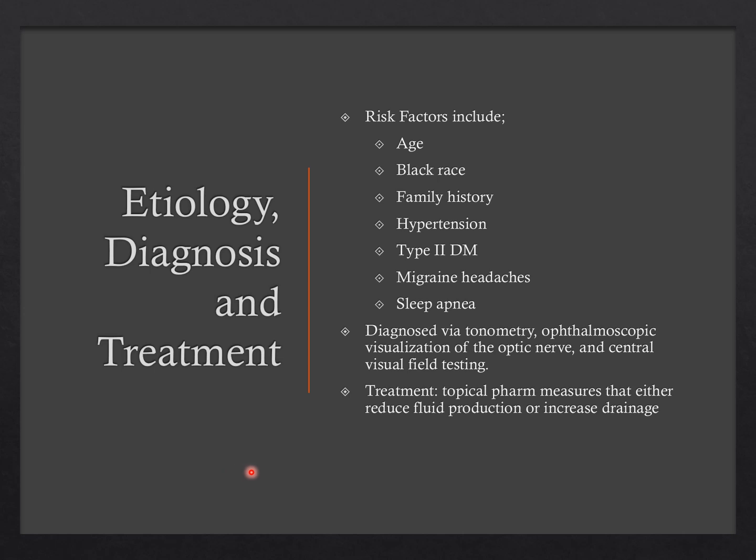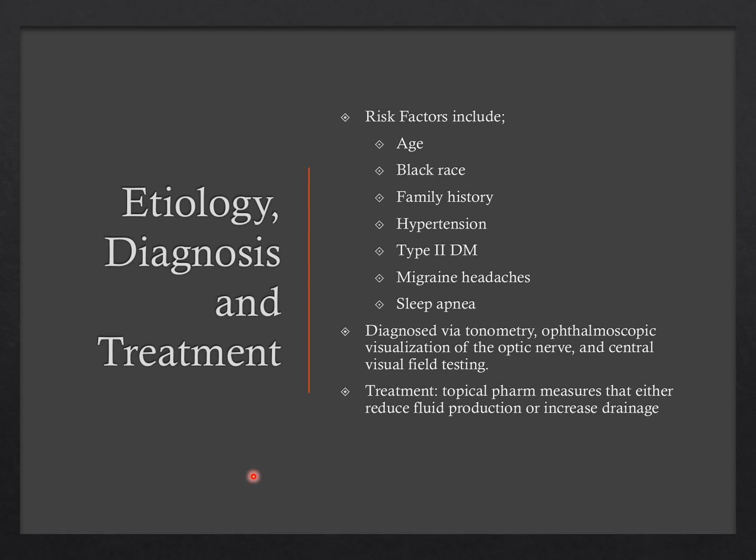So etiology, diagnosis, and treatment of this condition. There are several risk factors that increase incidence of glaucoma. So things like age, again, as people's age increases, so does their risk. We see these more often in African American patients. There's also increased risk with family history. Those with hypertension and type 2 diabetes also develop more glaucoma. People with a history of migraine headaches as well as a history of sleep apnea are at increased risk.